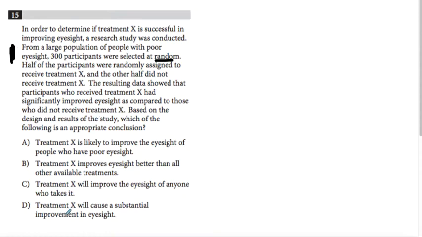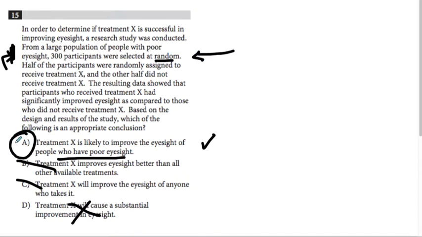So let's go through our answers. Treatment X is likely to improve the eyesight of people who have poor eyesight. That's a true statement based on this sample. Treatment X improves eyesight better than all other available treatments. That's incorrect. Treatment X will improve the eyesight of anyone who takes it. That's not true, because this population was those with poor eyesight. Treatment X will cause a substantial improvement in eyesight. That's not enough information, because again, it has to specify those who have poor eyesight, because it's from the population selected. So my answer would be A.